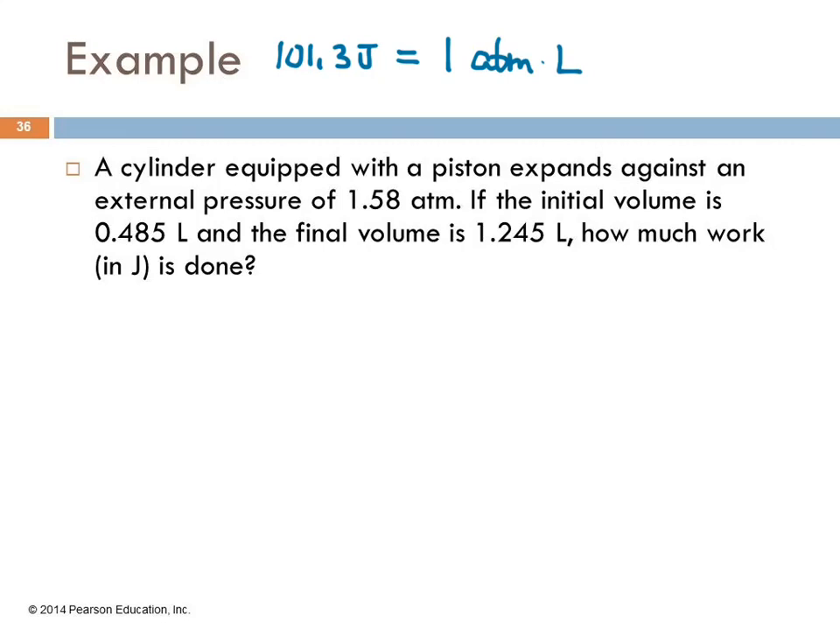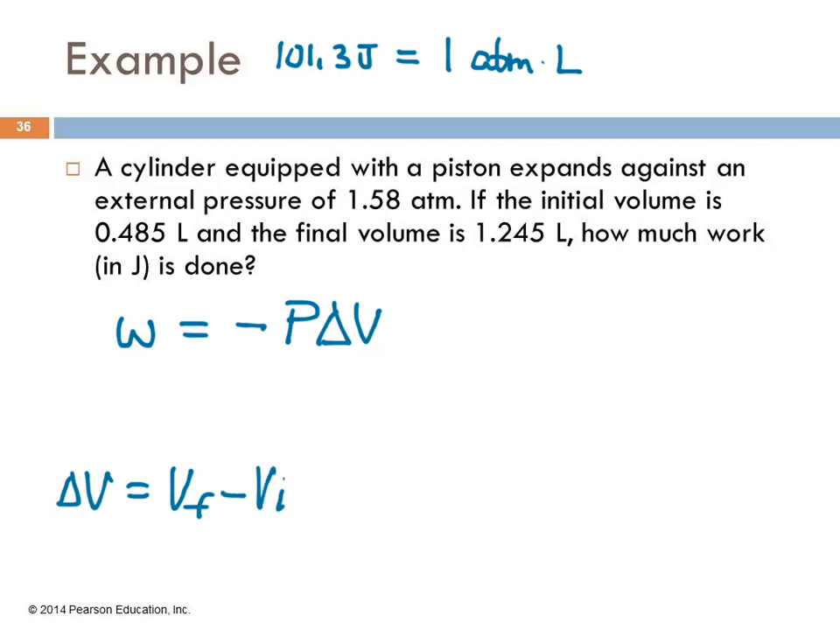This is pressure-volume work, so we need that equation. W is minus P delta V. It's the pressure times the change in volume. Well, what's the change in volume? Delta is always final minus initial. What's the final volume? 1.245. What's the initial volume? 0.485 liters.